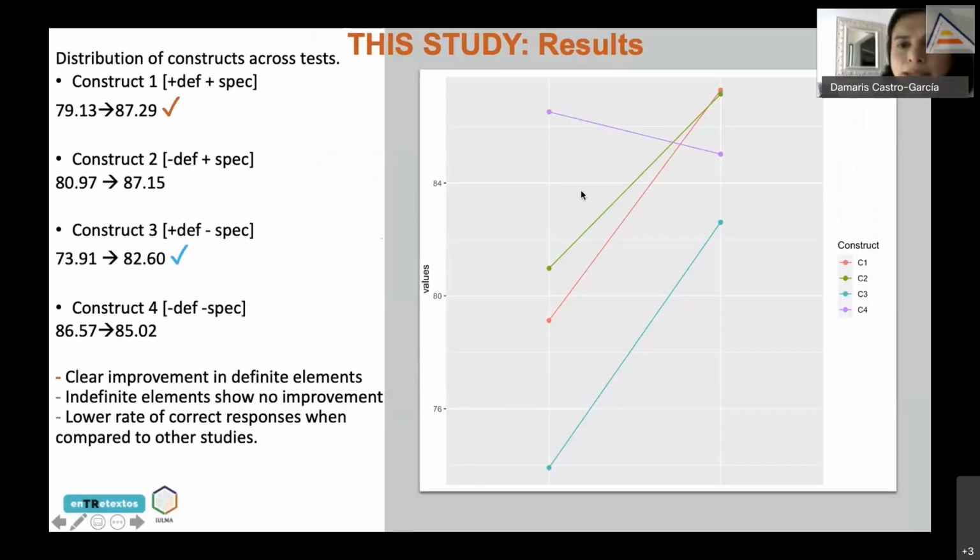If you look at this, this is the behavior that we have for the results in different tests. As I said before, you can see the red line is the one that represents the definite specific nouns, and this is the one that shows a significant improvement in the second test. Same happens with the definite generic noun, which is the one in light blue that you can see also shows a statistically significant difference. So we see that there's clear improvement for definite nouns. However, the indefinite nouns do not show statistically significant improvement. That is, they seem to be at a plateau in terms of improvement.